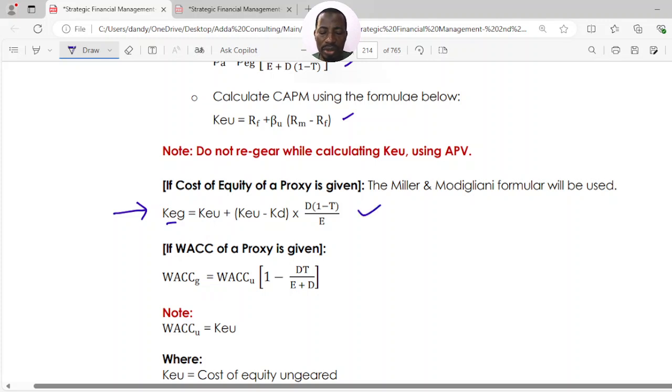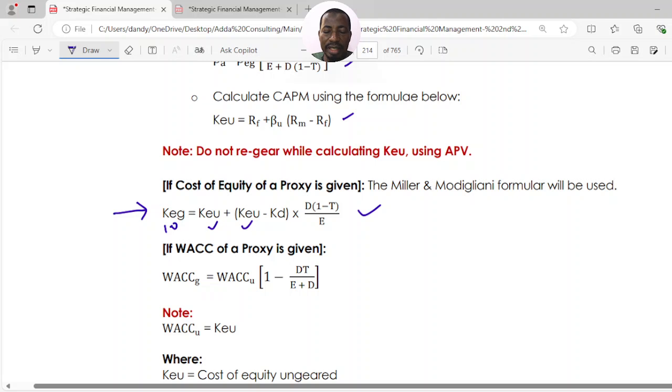So you go to the question. This KEG will always be given to you. It could be 10%, it could be 20%, it could be 15%. So you come and put the percentage given to you here. Forget about the percentage behind the number. Then, of course, you now work for KEU. This KEU, like I said, is not given to you. That's what you want to solve for.